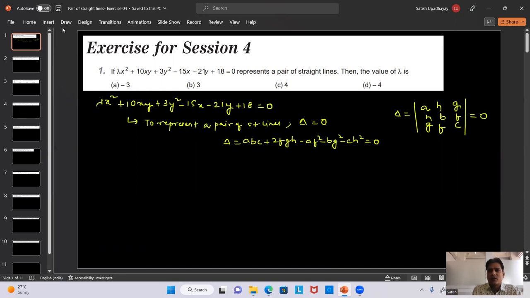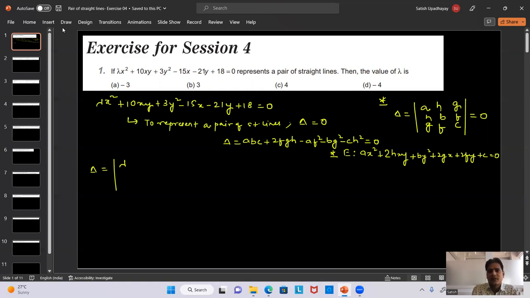So let's write the value of this delta. I will be using the determinant form. We have to compare this with our standard equation of the general second degree equation. It is ax square plus 2hxy plus by square plus 2gx plus 2fy plus c equal to 0. This is the general second degree equation.